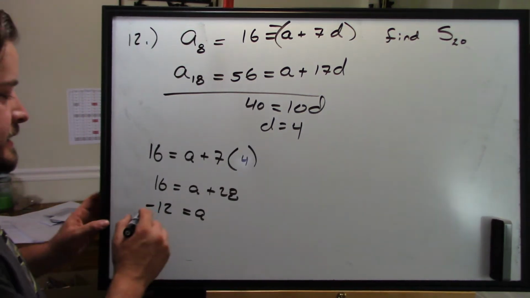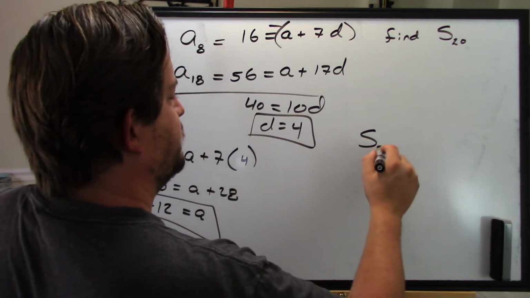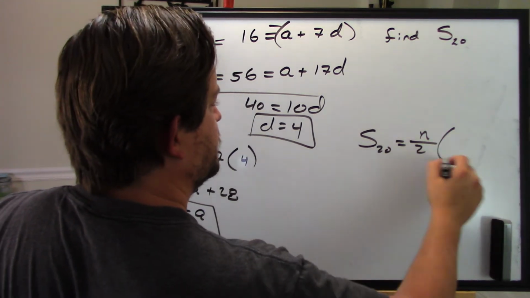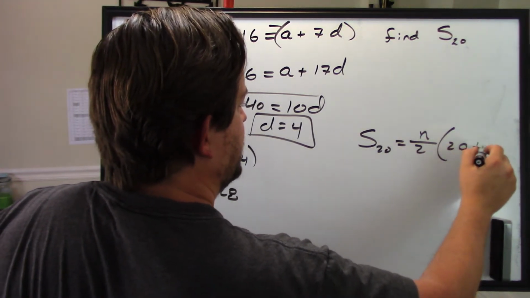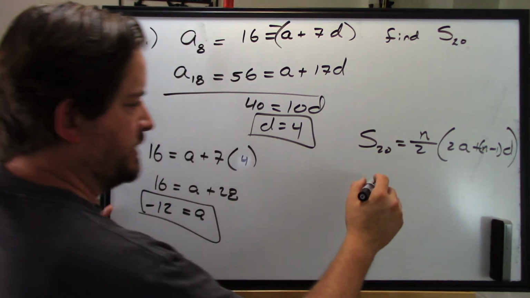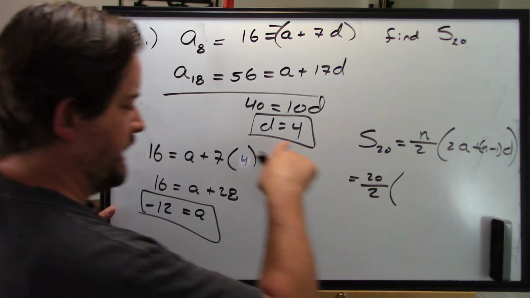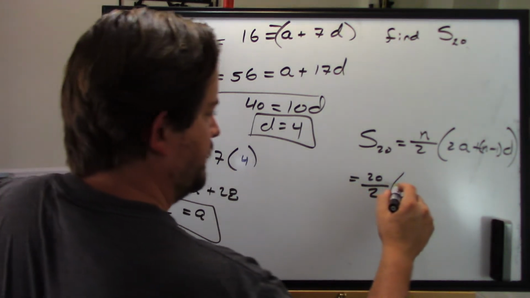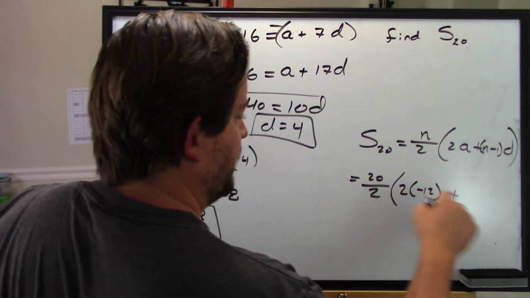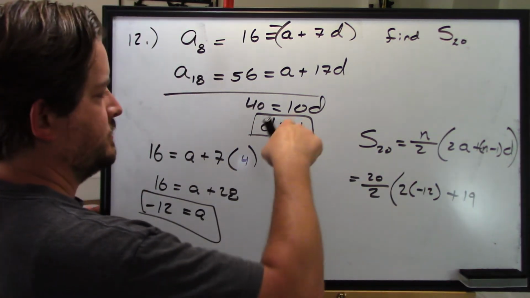And that's all I need is a and d. Because to find the 20th partial sum, it's n over 2, 2a plus n minus 1 d's. But n is 20, so that is to say this is 20 divided by 2, 2 times a, where a is negative 12, plus n minus 1, so 20 minus 1, that's 19 differences, which are 4.